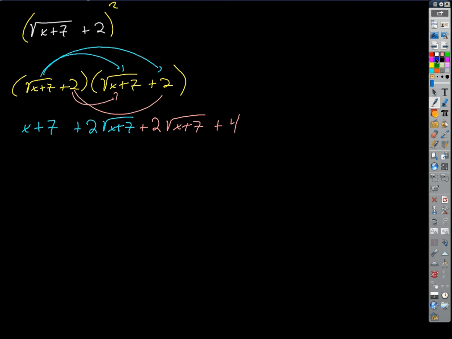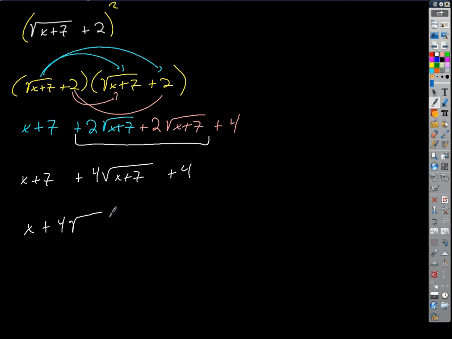And so if I add up my like terms here, would you agree that those are kind of weird looking like terms, but they are like terms? I get 2 of those square roots plus 2 more of those same square roots is how many? 4. Okay, so I get x plus 7 plus 4 times the square root of x plus 7 plus 4, and I can even add up the 7 and the 4, right? Those are just numbers. So I end up with x plus 4 times the square root of x plus 7 plus 11, right?